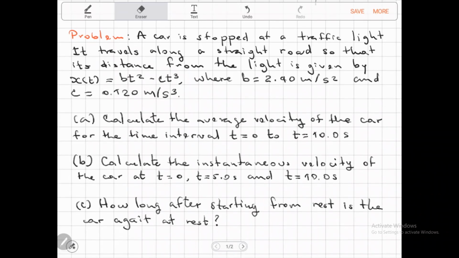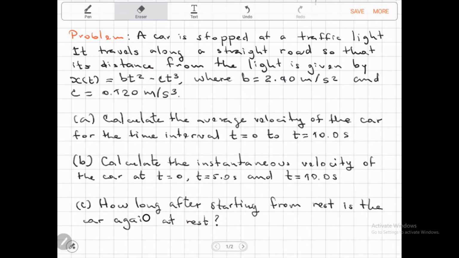The three questions are: A. Calculate the average velocity of the car for the time interval from t equals 0 to t equals 10 seconds. B. Calculate the instantaneous velocity of the car at t equals 0, t equals 5, and t equals 10 seconds. And C. How long after starting from rest is the car again at rest?